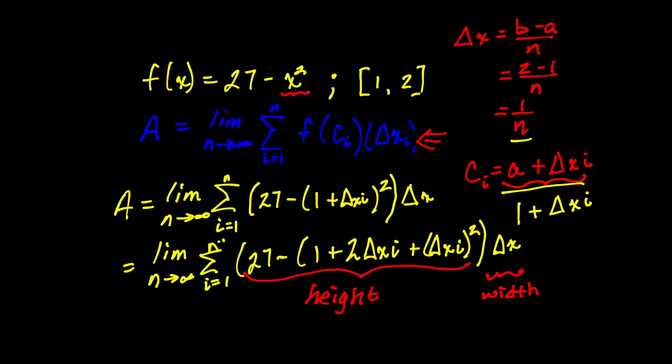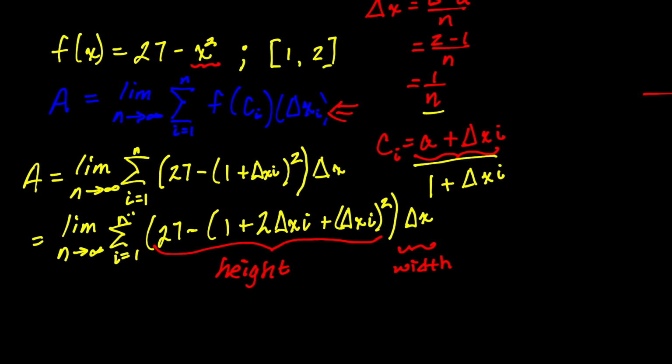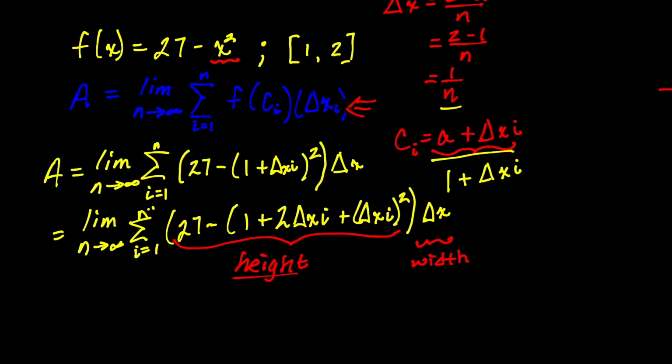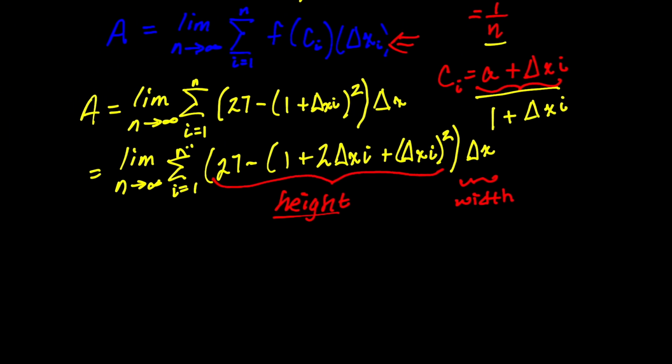So when we're making a picture, let me scooch over here. 27 minus x squared. Okay, roughly looks something like this. So we're looking for an area between 1 and 2. So that would be this area here. So I'm building rectangles this way. So this is the height of each rectangle, which is this long piece here, the height. And this is the width, the delta x of each rectangle. So there we go.